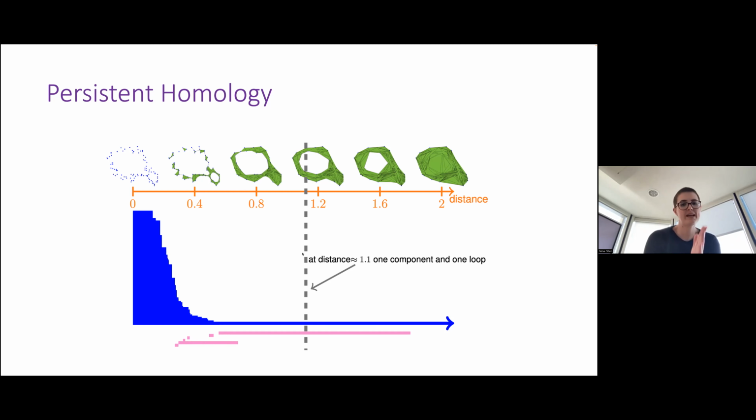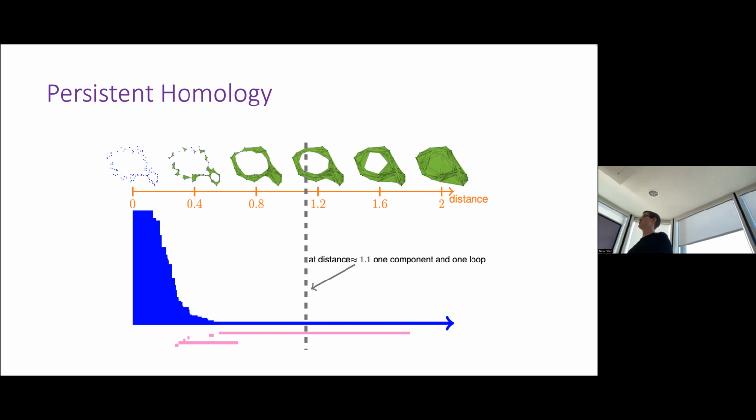And so here, for example, one can just cut through this barcode at a specific distance value. For example, at distance 1.1, we see that we have exactly one blue interval, exactly one pink interval. So we could recover that, if you were to just look at the components and holes of the space with this thickening parameter, the distance given by 1.1, then we would have a space that looks like this. And so, this is useful.